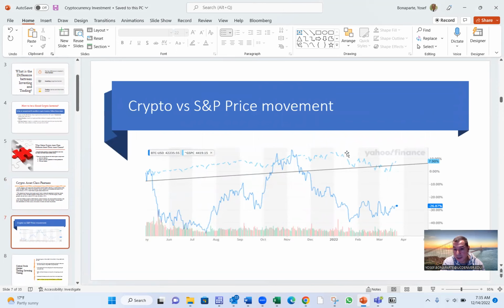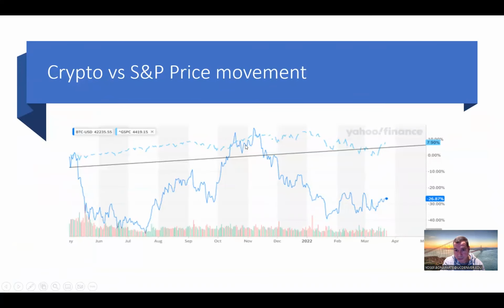Here is an example. The light blue is the S&P, and you can see it's not moving a lot, but the crypto is moving a lot, and that's speculative, like high, low, high, low. But that's good for trading. The speculation is good for trading because you can sell here, buy here, sell here, buy here. You always have opportunities to buy and sell.